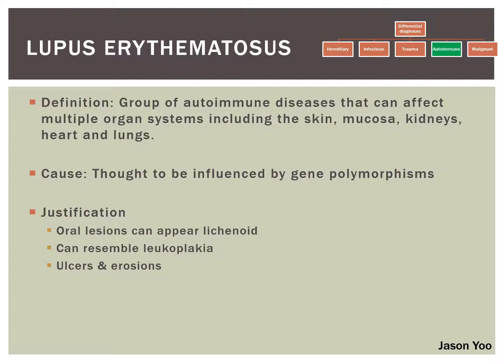Lupus erythematosus is a group of autoimmune diseases that can affect multiple organ systems. It is generally classified into two types, the discoid form only affecting the skin and mucosa, while the systemic form can cause multi-organ damage. Both can have oral and mucosal lesions, which frequently appear lichenoid and resemble leukoplakia or painful ulcers and erosions. Lupus is thought to be influenced by gene polymorphisms, but the degree to which they influence the disease is unknown.